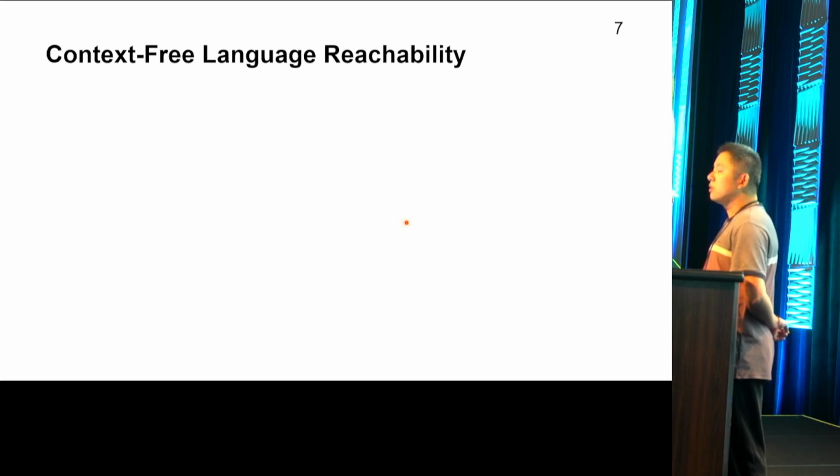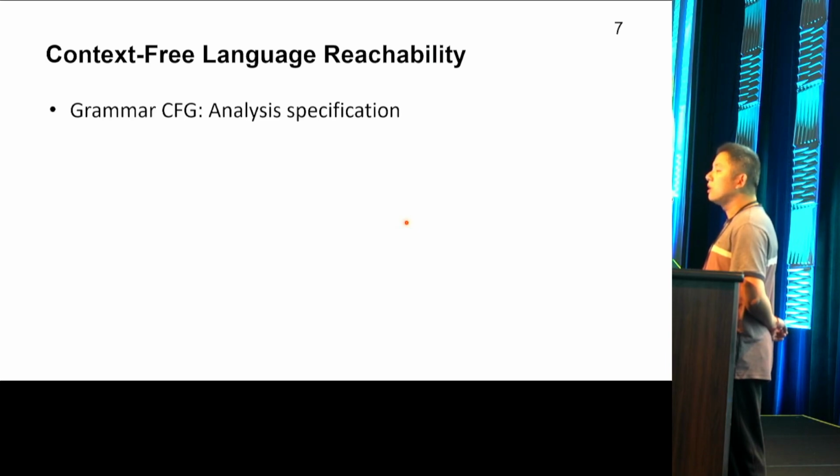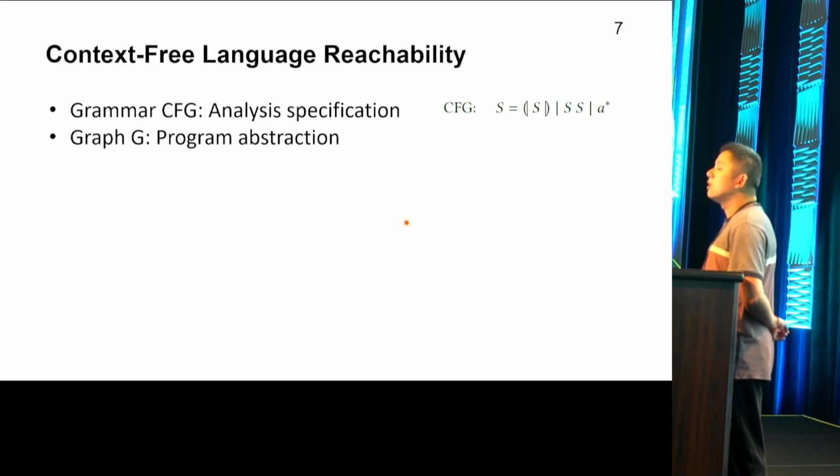CFL reachability is a well-known technique to formulate a lot of program analysis problems. A CFL reachability problem instance contains two parts. The first ingredient is a context-free grammar, CFG, which is used to specify the analysis problem that you want to formulate. The second ingredient is an edge-labeled graph G, which is the abstraction of your underlying program. For instance, say we have this context-free grammar, which generates languages of properly balanced parentheses with arbitrary numbers of A's. And then the next ingredient is an edge-labeled graph.